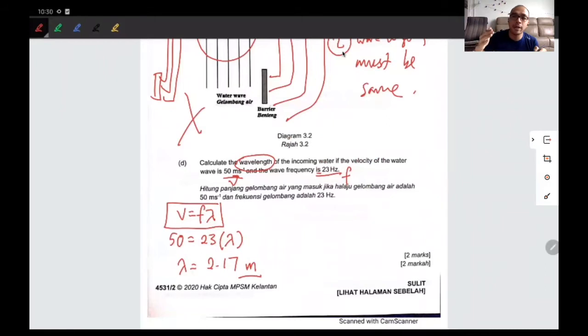Remember this formula, because in waves there are only two formulas. Fine, two and a half. F equals 1 over T. This is actually not a formula, this is just logic. But there are two formulas you have to remember. The first one is the most important one. We call it the wave equation: V equals F lambda. Be very careful with this.